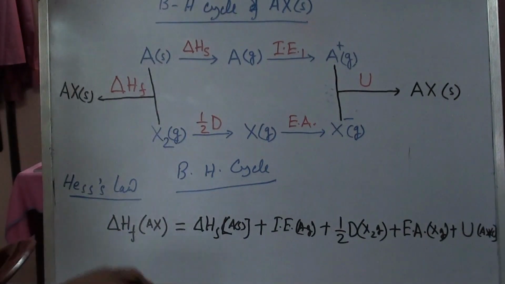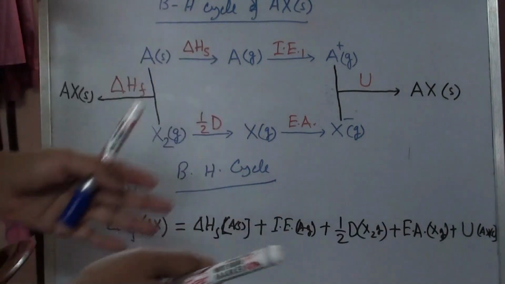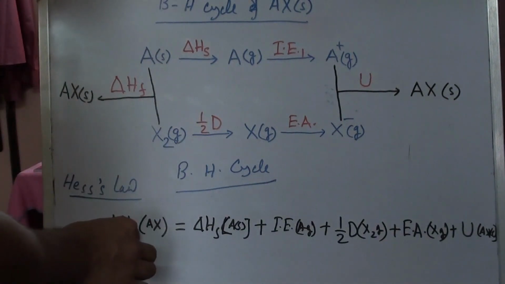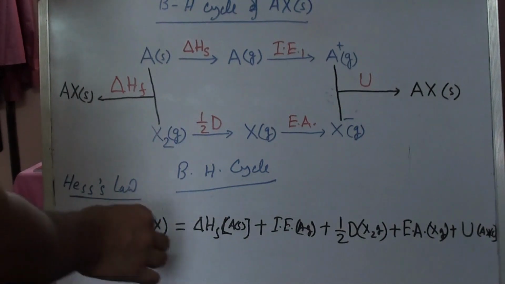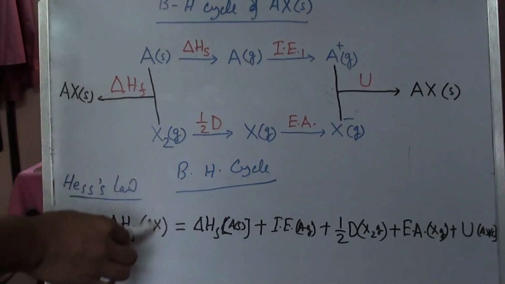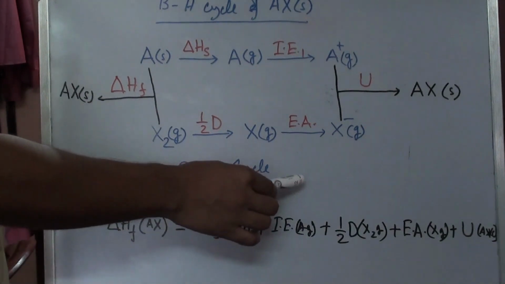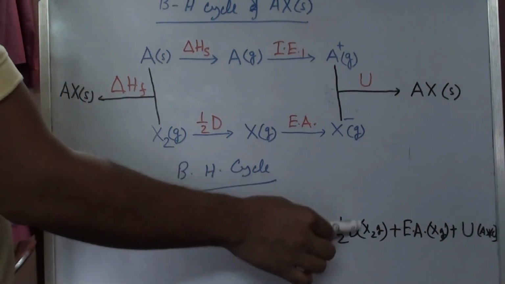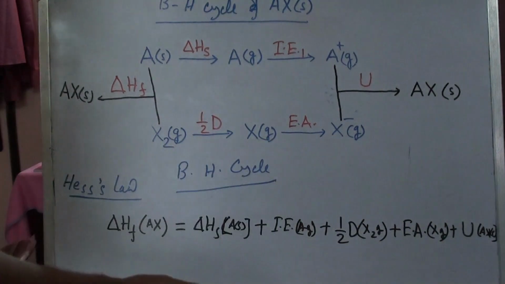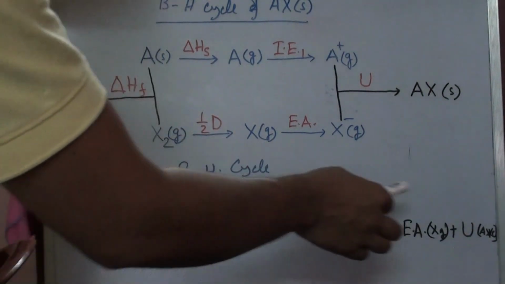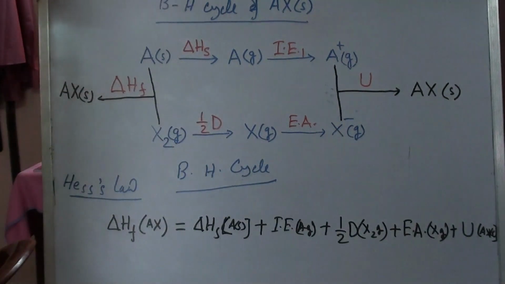So we can calculate lattice energy, since it is our motto to calculate lattice energy from the Born-Haber cycle. If we put in all these thermodynamical terms, that is, formation energy of AX, sublimation energy of A solid to A gas, ionization energy of A gas, half dissociation energy of X2 gas, and electron affinity of X, we can rearrange the equation and find lattice energy from this thermodynamical cycle.